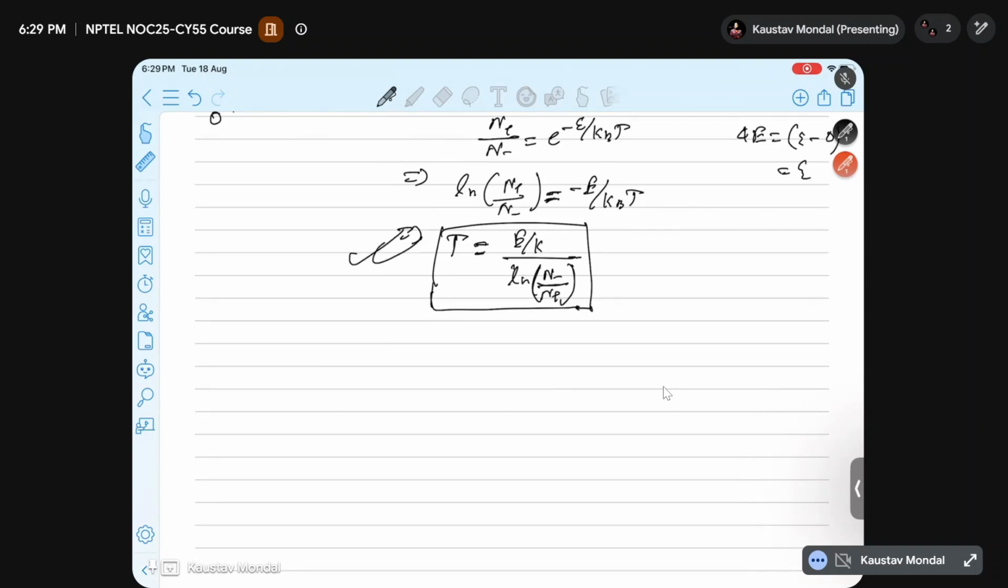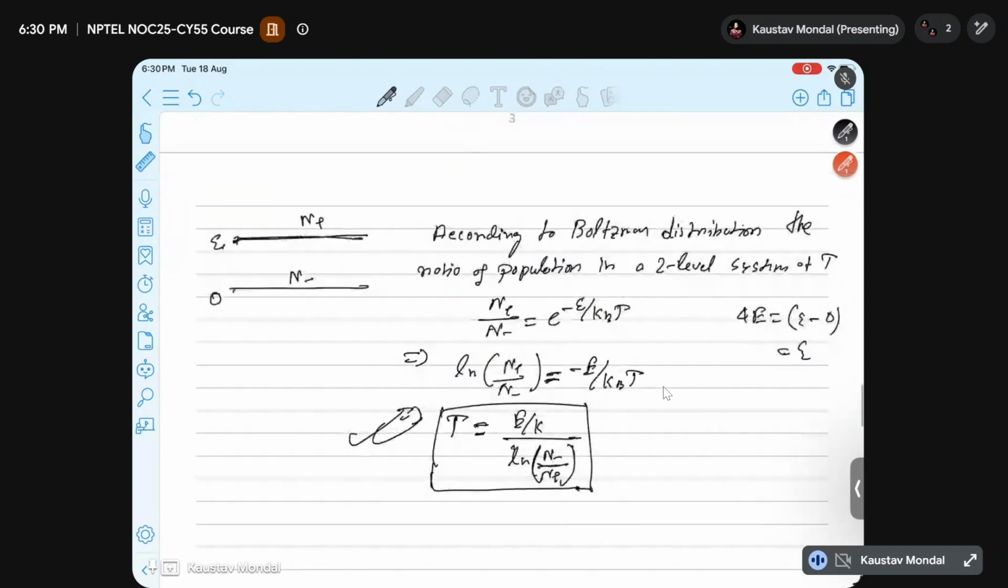Okay. As you can see, for a two-level system, if you get the expression of the population in the ground state, the low energy state, and the high energy state, then by substituting all these into this expression, you get the temperature of that particular system. Okay.